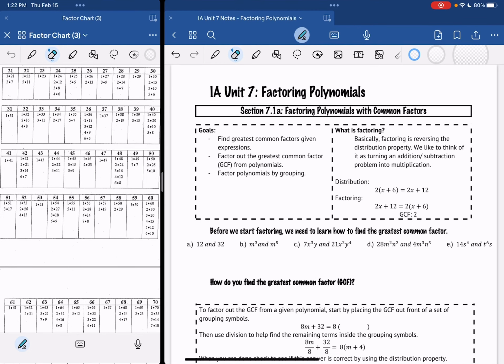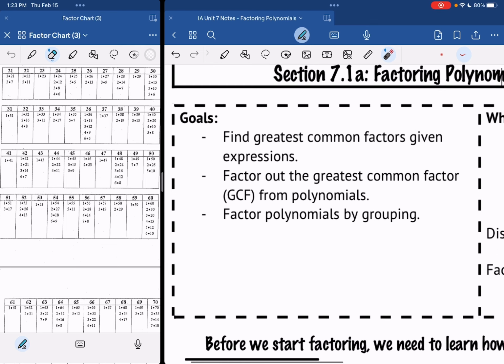This is Unit 7, Factoring Polynomials. So my screen looks a little bit different than our normal videos, but let's just focus over here. We're starting with Section 7.1a, Factoring Polynomials with Common Factors. So here are our goals for the day.